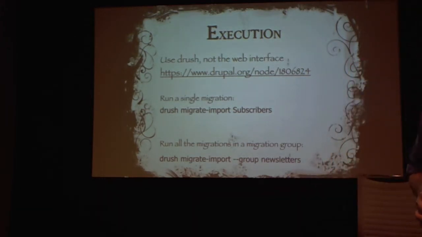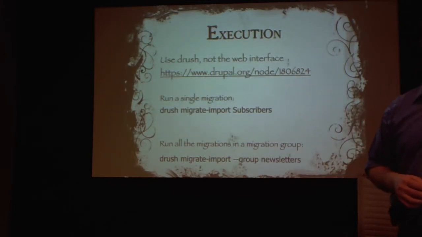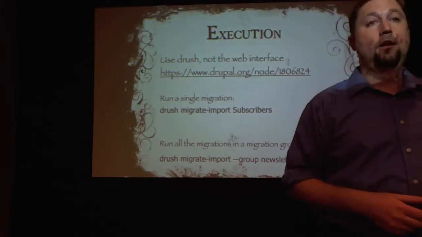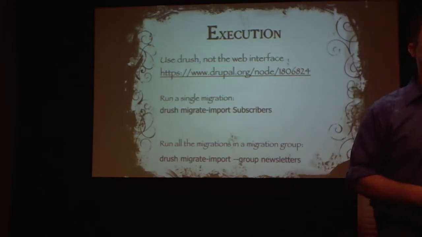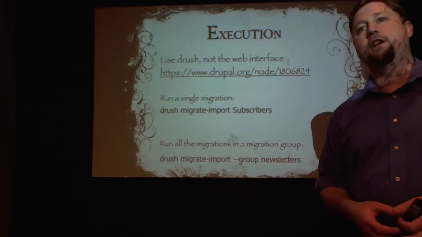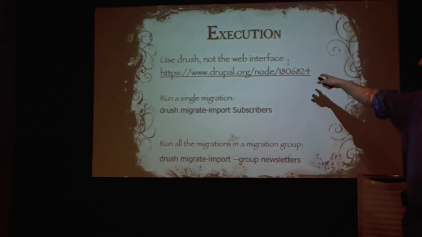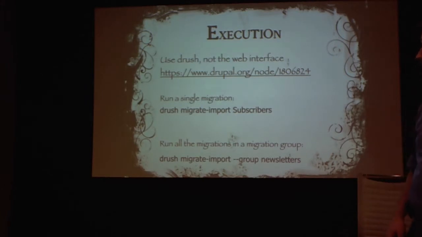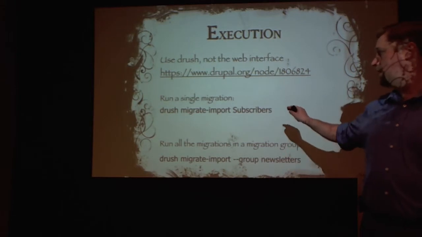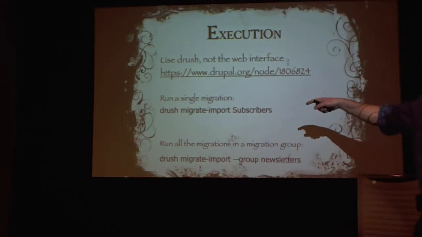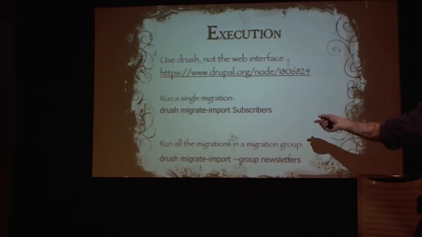The other benefit to using Drush is that you can adjust your PHP memory limit on the fly by specifying that on the command line. And so migrations can consume a lot of memory depending on how much source data you're running. This link here gives you some documentation about Drush and running migrations and why you shouldn't use the web interface. To run a single migration, you do drush migrate-import and then the name of your migration, or you can use the shorthand drush mi.